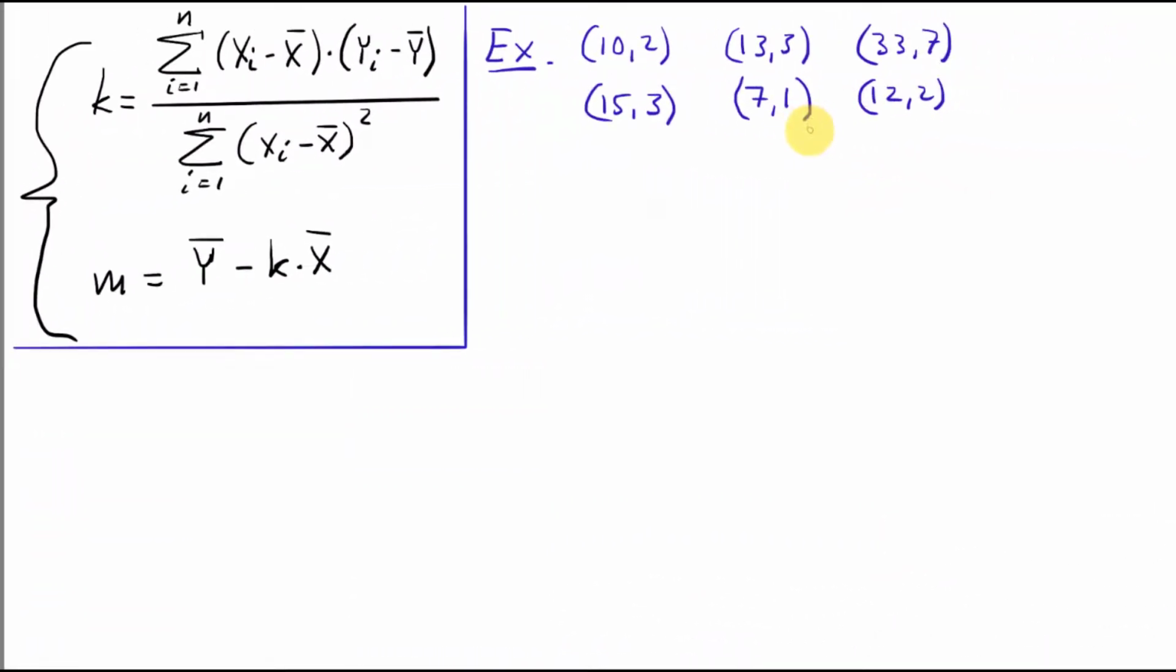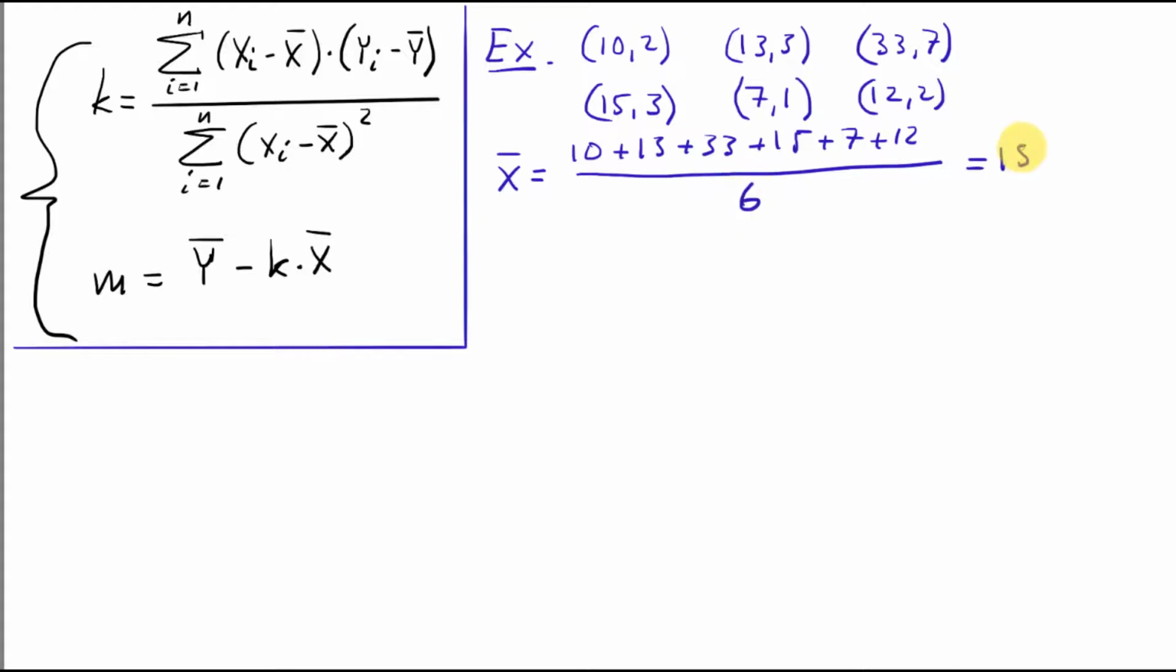So we want to find the regression line that best describes these 6 data points. Then first we calculate the means of x and y, just adding all the x coordinates and dividing by 6 gives 15. And same for y, add all the y coordinates, gives a mean of 3. Then we can put that into this formula.